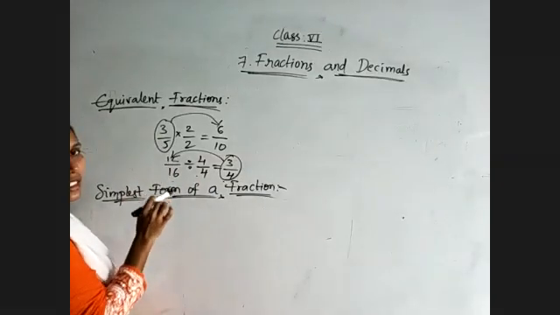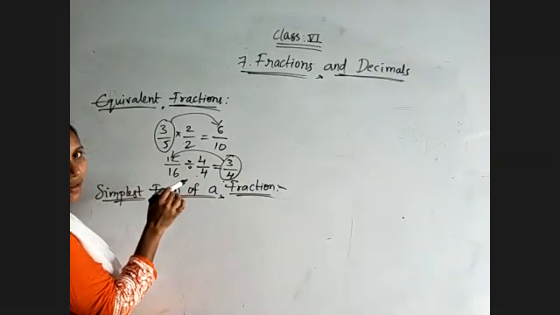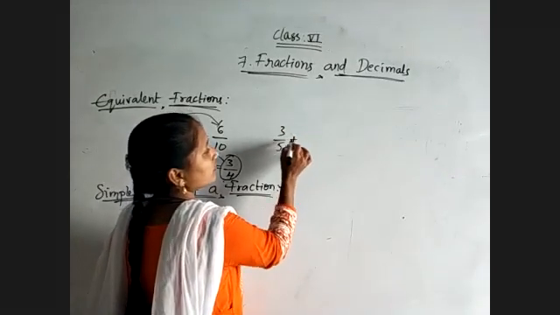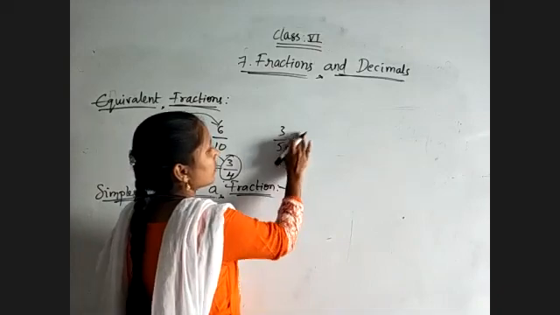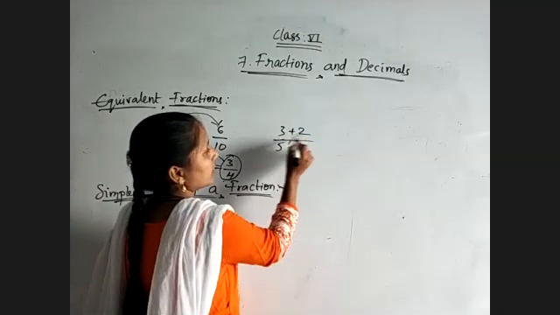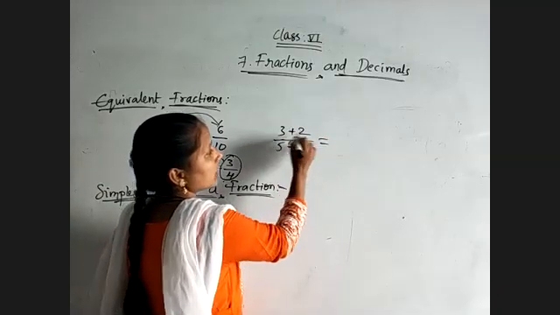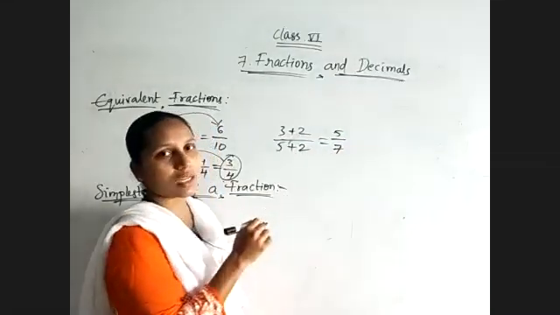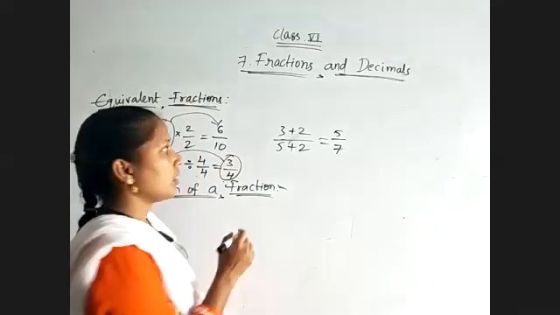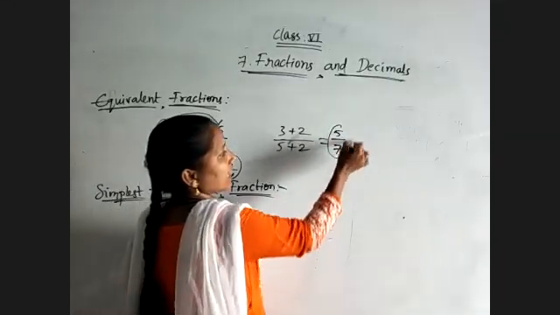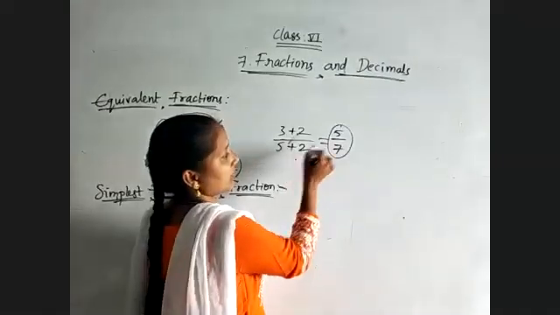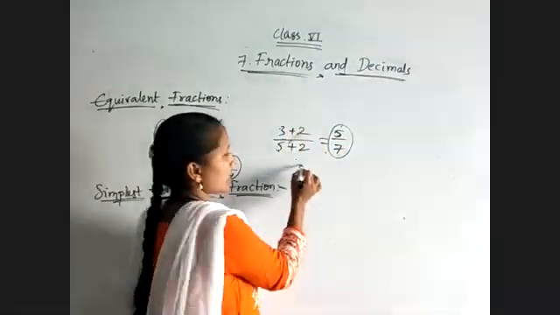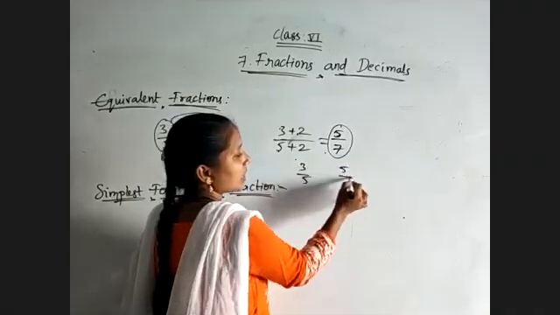Okay, if you are adding and subtracting, it will not work. So suppose I have 3 by 5, and I add 2 to the numerator and 2 to the denominator. Then 3 plus 2 is 5, 5 plus 2 is 7. These two are not equivalent fractions. Just observe that 5 by 7 is more than 3 by 5.